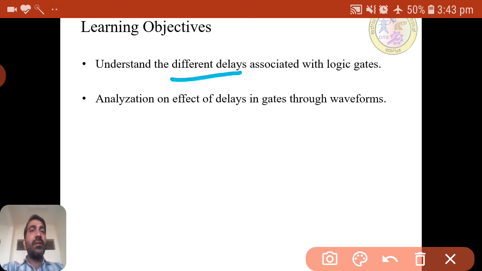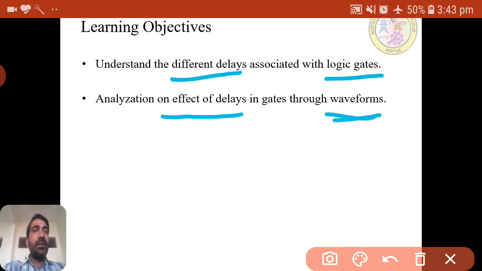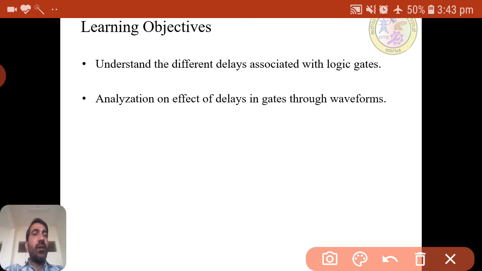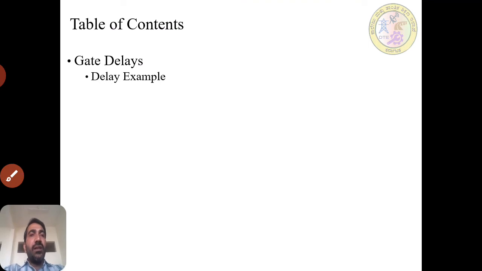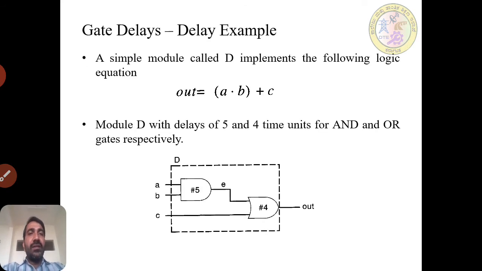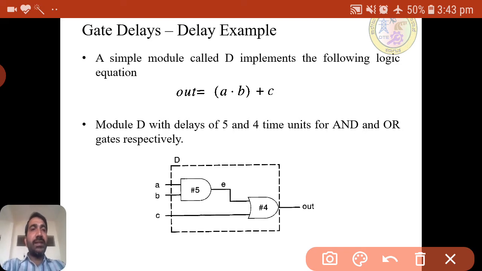So those are the learning objectives. We have already seen and understood the different delays associated with logic gates, and here we will see the analysis of the effect of delays through waveforms. By taking one example through the waveforms, we will see how the gate delays will affect the output. So the content here is one delay example. Now let us take an example.